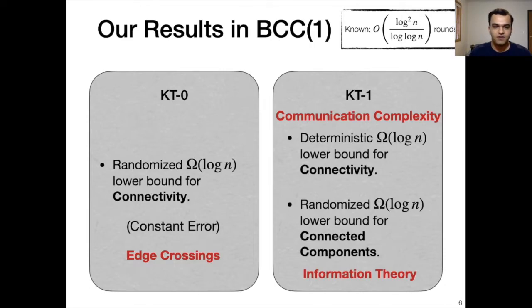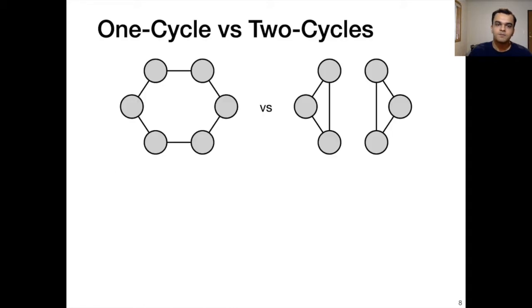The techniques that we use in each of these settings are shown here. So in the KT0 model, we use a technique called edge crossings, and in the KT1 model, we use techniques like communication complexity and information theory. Let us talk about the KT0 lower bound in a bit more detail first.